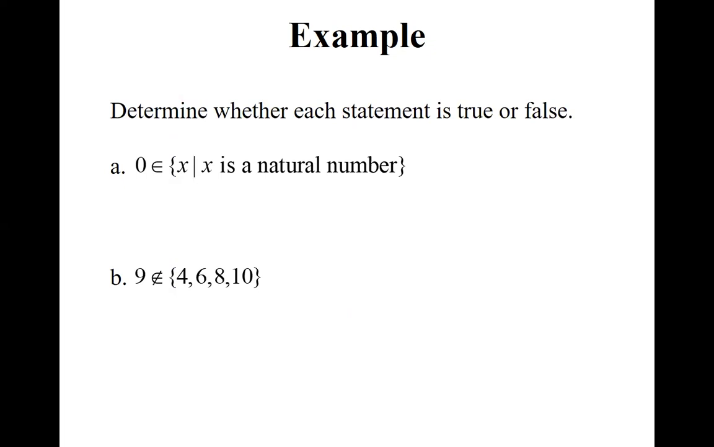In our next set of examples, we're going to determine whether each statement is true or false. And we have this new notation, this weird looking E in part A, and that weird looking E, but with a slash through it in part B. So even if we didn't know what it means, it's doing something in part A and it's not doing something in part B. The thing it is or is not doing is belonging. That weird looking E means is an element of, and when it's crossed out, it means is not an element of.